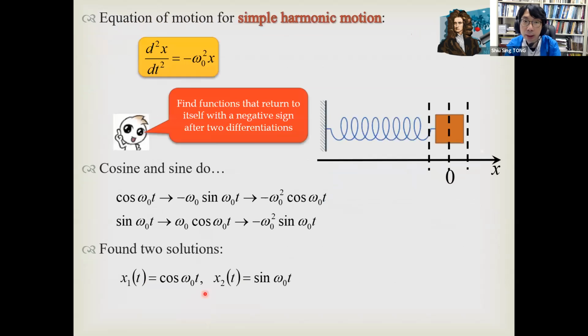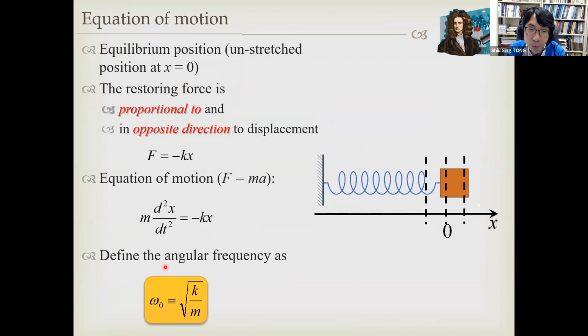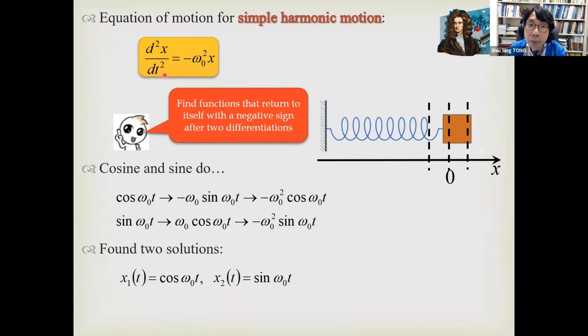Okay. Now, why do we define it like this? Because we know that after such a definition, the equation of motion will become something like this. We divide the whole equation by the mass m, and k over m is omega naught squared. So we have d squared x dt squared equal to minus omega naught squared x. And that is the standard equation for simple harmonic oscillation.